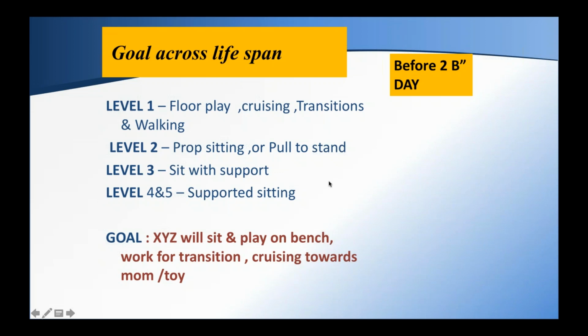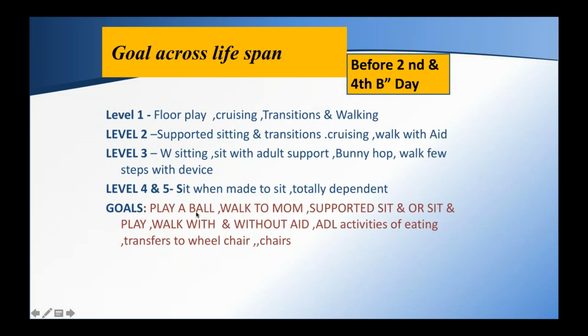But if you have somebody who's level 4 and 5, you can't plan a goal like cruising and transitioning. You will have to say support. Your support is very important. These two groups will function without support, but these kids will not function without support. And they're going to really require support throughout their lifespan. Again, between the second and fourth birthday, it's the same. They may play ball and walk with mom, those who are 1 and 2. But otherwise, they are going to really need a lot of support for 4 and 5.